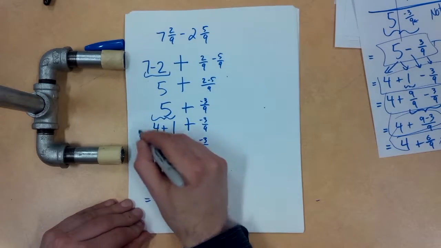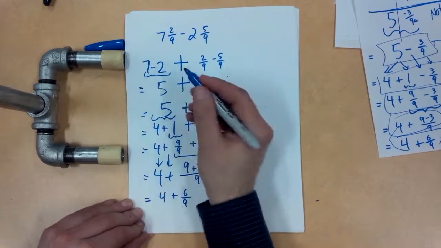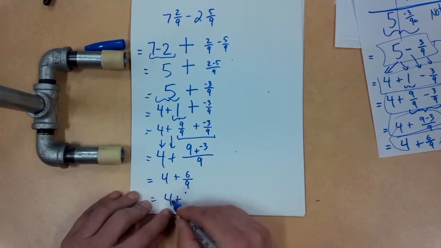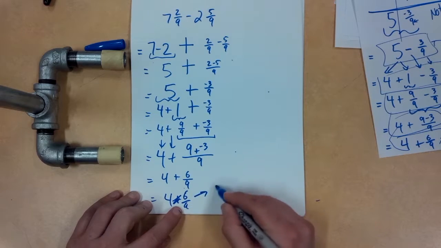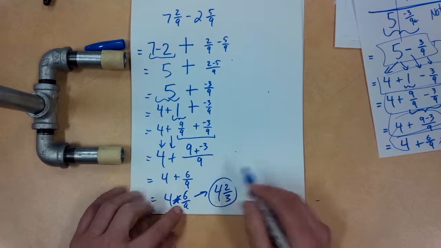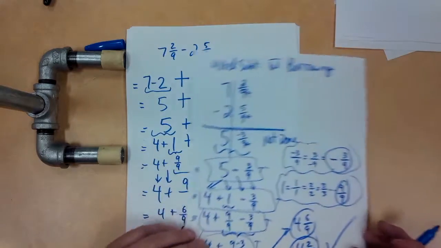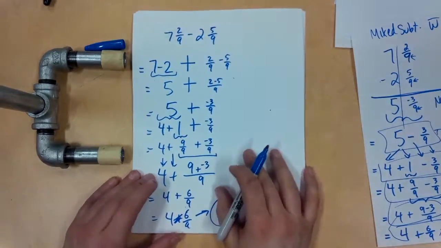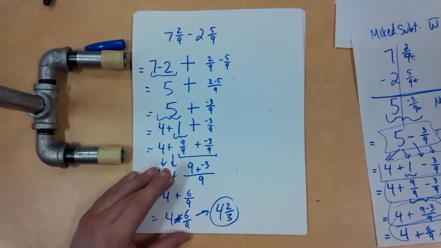Boom, boom, boom. Equals 4 and 6/9, which equals 4 and 2/3. So let me figure this out here. Vertical way, horizontal way are both super long and they made no difference.